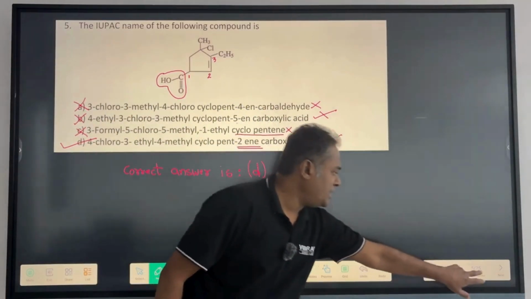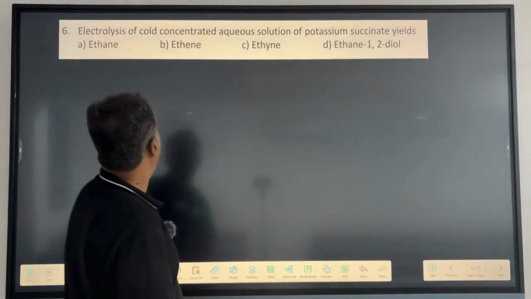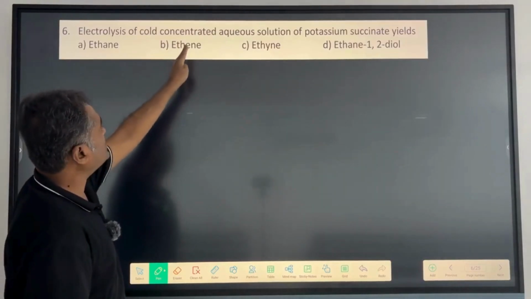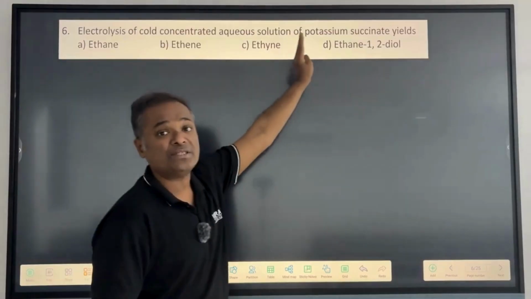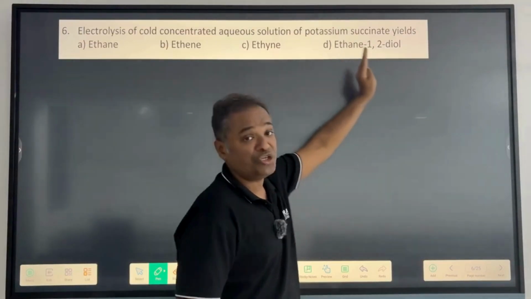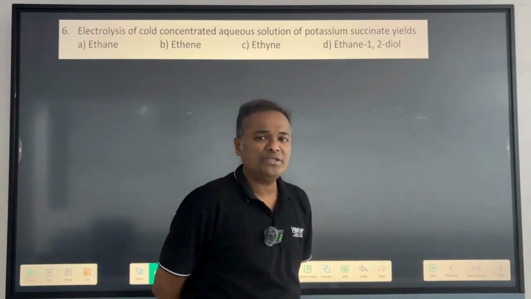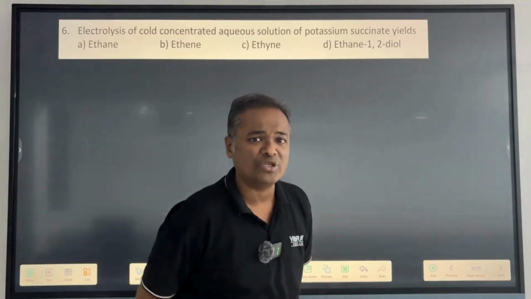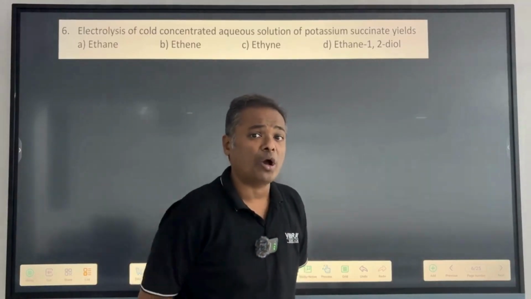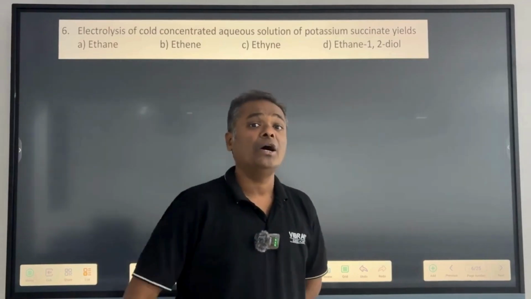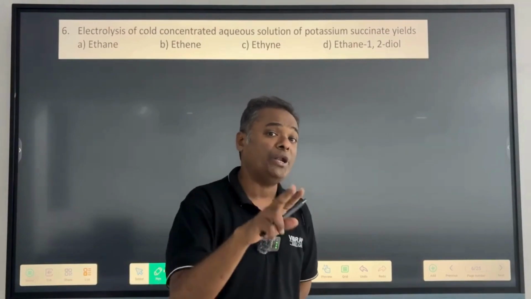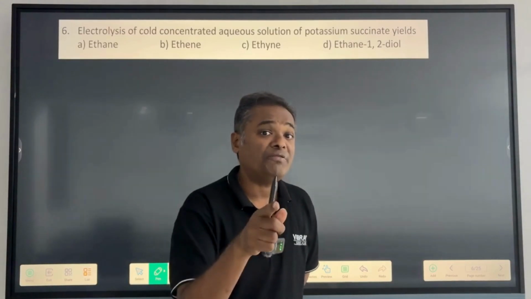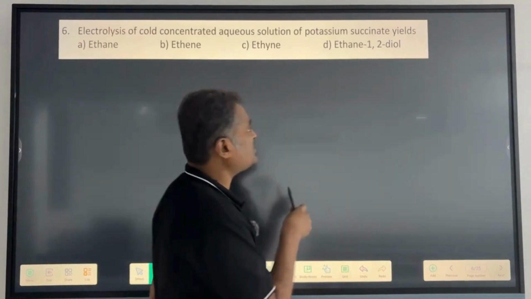What we have got on the screen. Now this question is: electrolysis of cold concentrated aqueous solution of potassium succinate yields. Now kids, if you remember, in the entire syllabus of organic chemistry we have one reaction where you talk about electrolysis, and I think that's Kolbe's electrolysis. And point number 2, in Kolbe's electrolysis, when you do the mechanism, you come to know that free radicals are generated. So let's write this reaction.